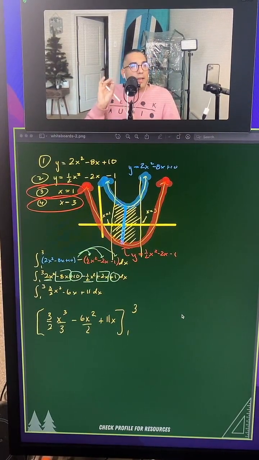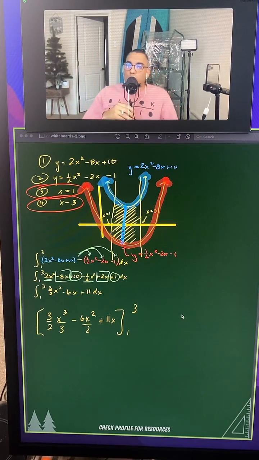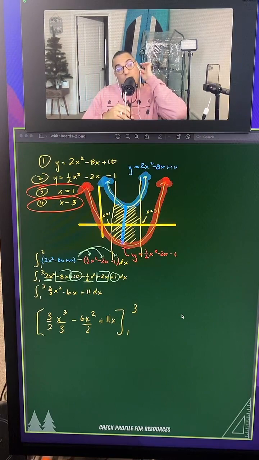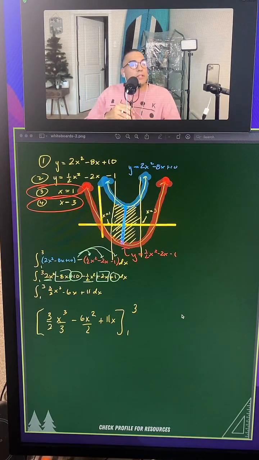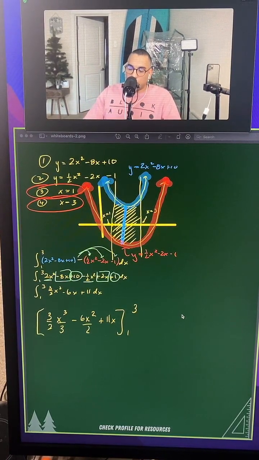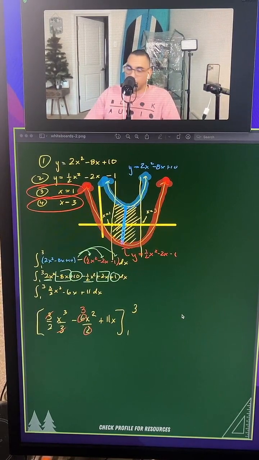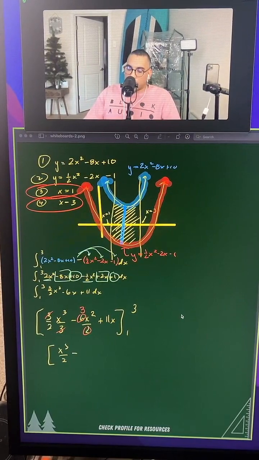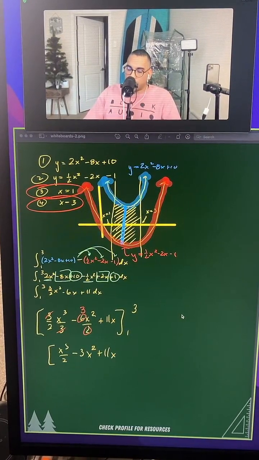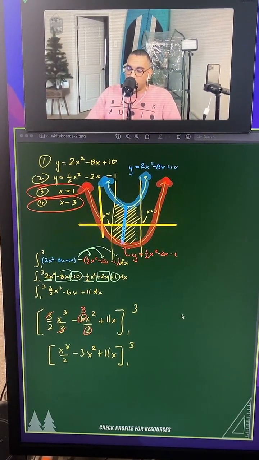Okay, and guys, I am showing all the work in the next few problems. I'm definitely going to want to just kind of breeze through some of these when it comes to the fractions and stuff. But for now, if you have any questions, let me know, and then I'll try to explain it. Okay, so inside this bracket, I can cancel out the 3. The 6 and the 2 will become a 3. And then there's nothing that I can do to the 11. All right, so then now we have x cubed over 2 minus 3x squared plus 11x. And then that's from 1 to 3.